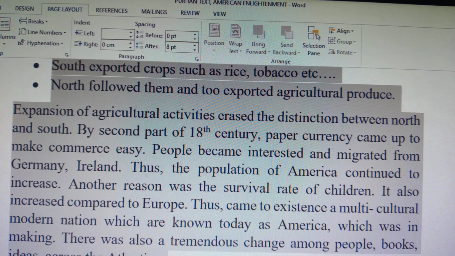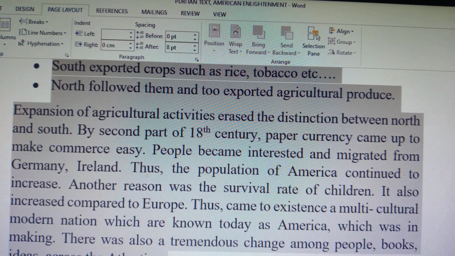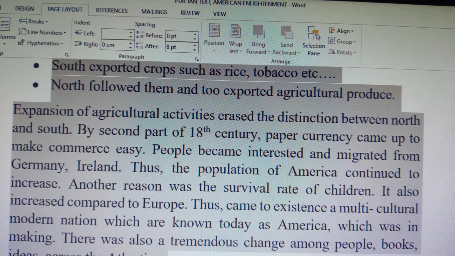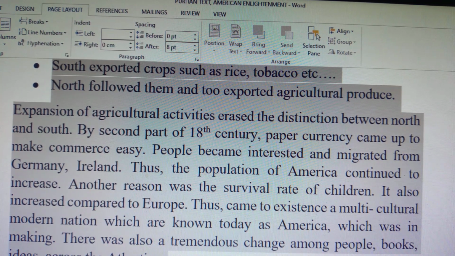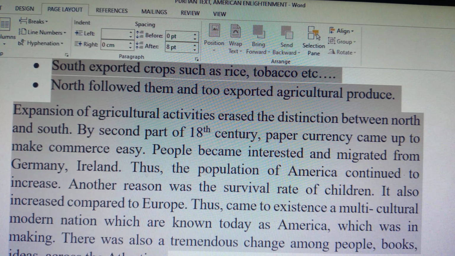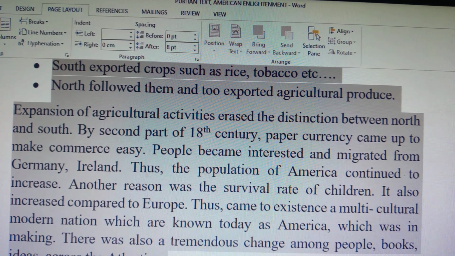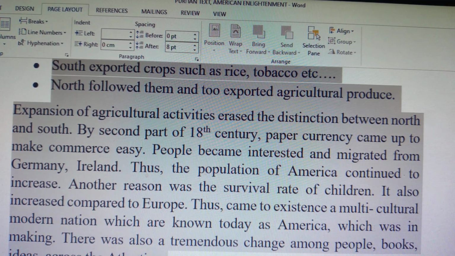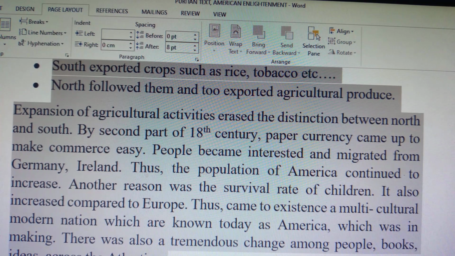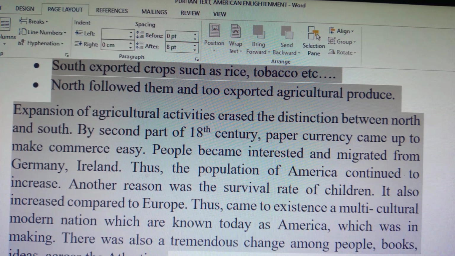So automatically, in the 18th century, when there was an expansion of business, there was a huge change and modification of luxurious life. People became interested and started migrating from Germany and Ireland and so on, and they started coming to America and settling. So automatically the population of America continued to increase along with the native people. The native people were also there, and there were more people coming from outside. Okay, so population was increasing.